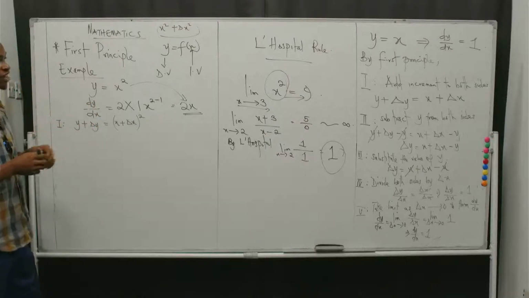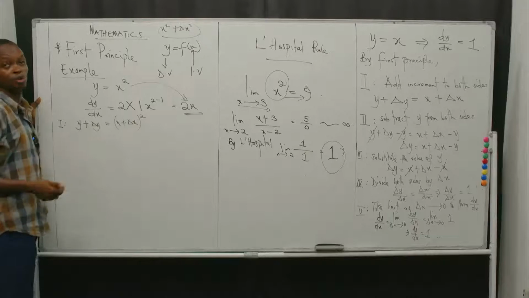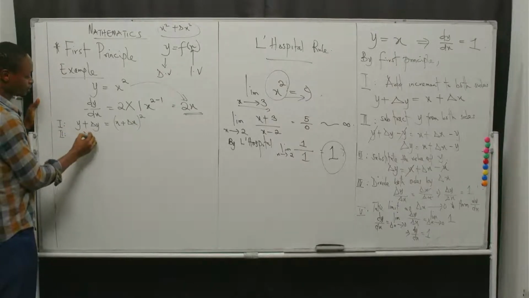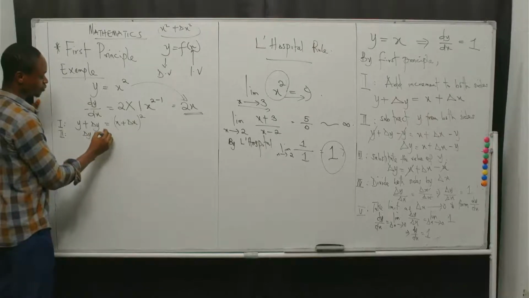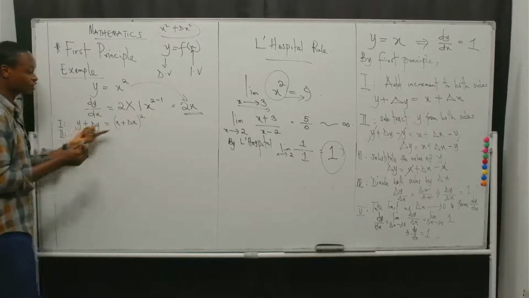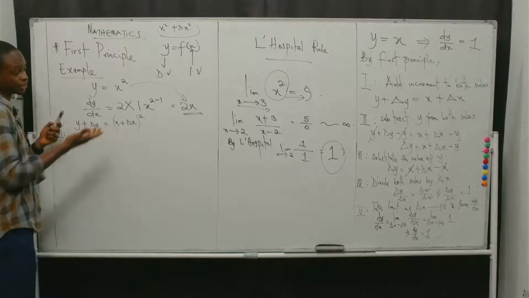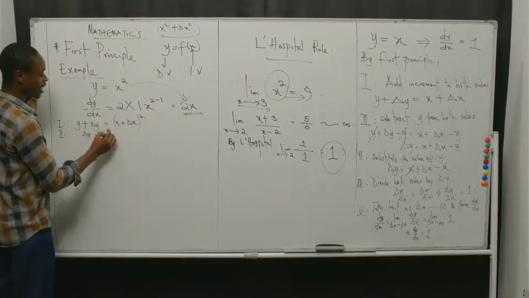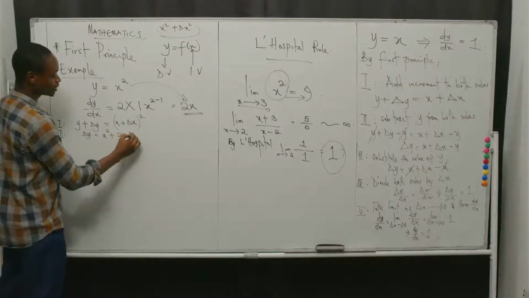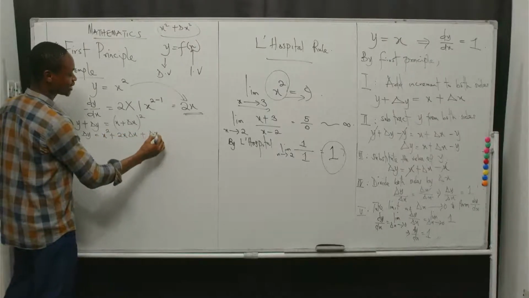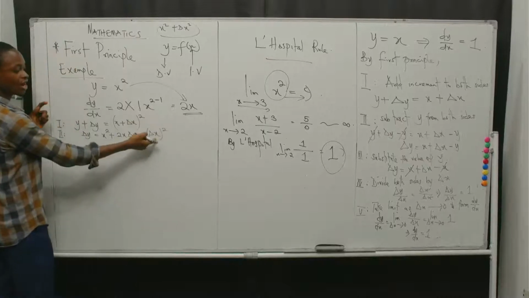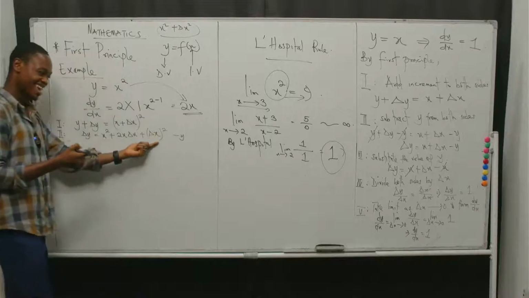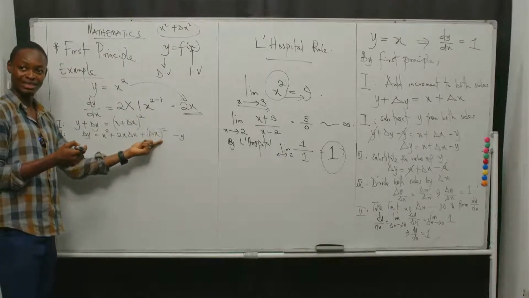Now, we have done the first step. The next thing is we are going to subtract y from both sides. That is going to give us delta y is equal to x plus delta x all squared here. So it makes sense for you to expand this. If you expand this, it's going to give you x squared plus 2x delta x plus delta x all squared. See how I wrote it? Delta x all squared, and then you have minus y. Again, very, very important. Minus x squared.